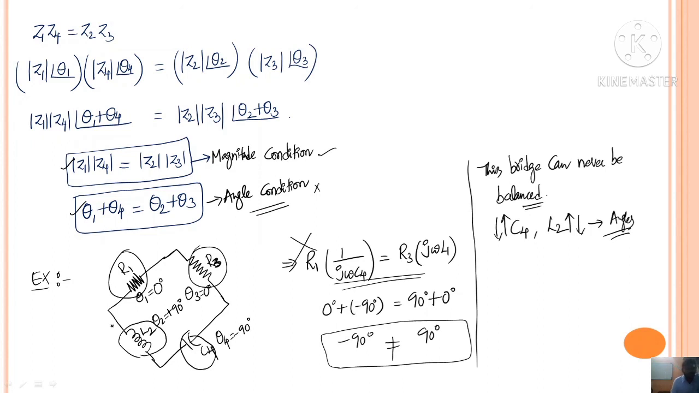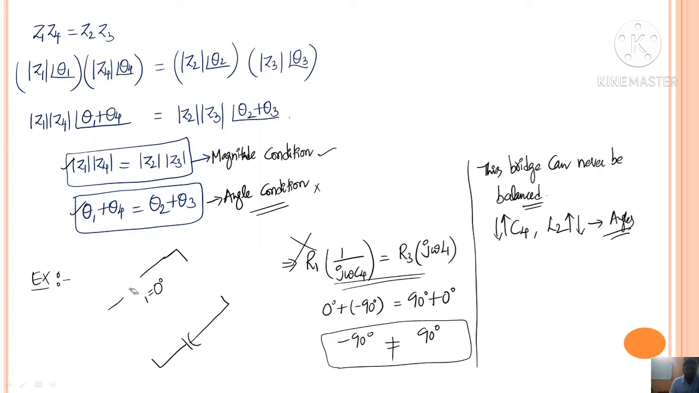Okay, for example, I will change the position of this resistance from here to here. For the same circuit, let me write like this. In the first arm, I am placing a resistance. In the fourth arm, I am also placing a resistance. And here I am considering inductance, and here I am considering capacitance. So R1, L3, C2, and R4.